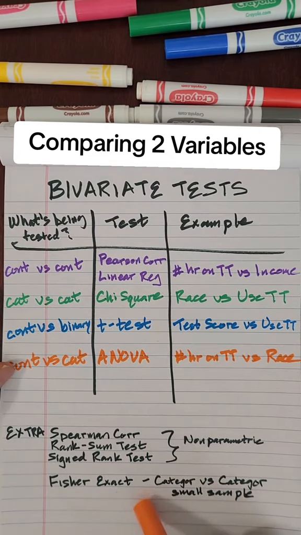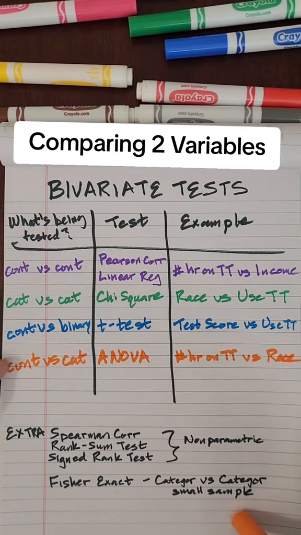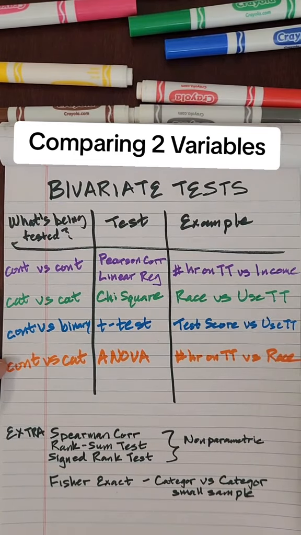And finally, we also have the Fisher exact test. This is for testing categorical versus categorical. You use this in the scenario where you have a smaller sample size, versus the chi-square test requires a bit of a larger sample size. And yeah, those are examples of some bivariate tests for testing a relationship between two variables.